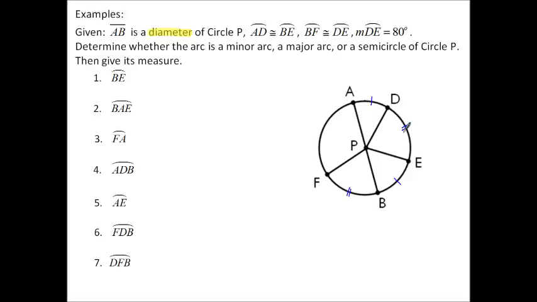These two are congruent, and we're also being told that the measurement of arc DE is 80 degrees. So this is 80 degrees, and if we know that this is 80 degrees, then we know that arc BF also has to be 80 degrees because it's congruent. So we already know the measurements of these two arcs.